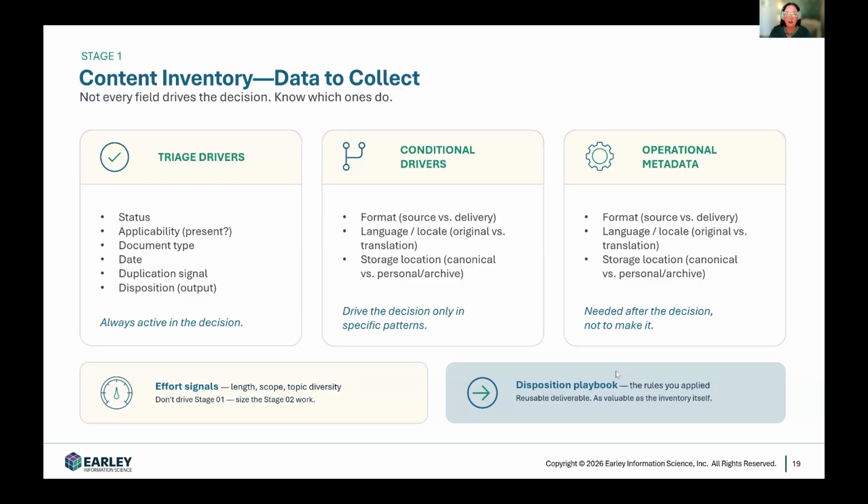It's designed to help you make decisions. And so the first bucket is always active in your decision making, right? They're the core fields that help you determine the disposition, whether it should be in or out, every time. The middle one is conditionally active. They're the fields that drive the decision when you come across a specific pattern. For example, regulatory date fields matter when you're looking at compliance content. If it's out of date, then that comes into play, but maybe date doesn't matter in some of your other docs. And then the third one is needed after the decision.